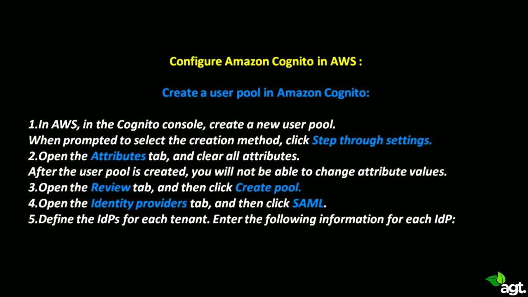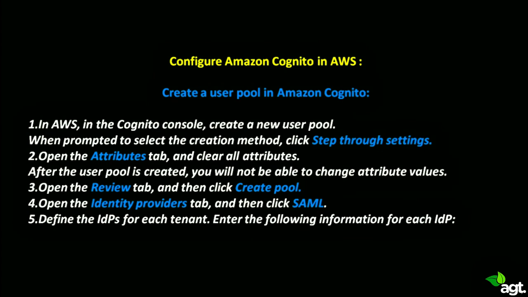Before you begin, make sure that you are registered to the Amazon Cognito services in AWS. First, create a user pool in Amazon Cognito. In AWS, in the Cognito console, create a new user pool. When prompted to select the creation method, click setup and step through the settings process: open the attributes tab and clear all attributes. After the user pool is created, you will not be able to change attribute values.